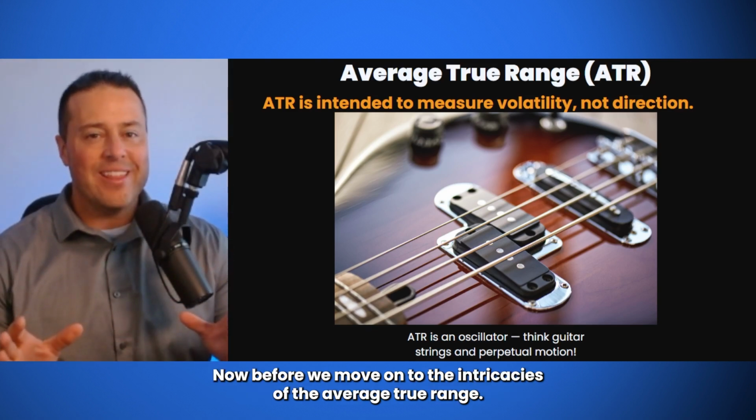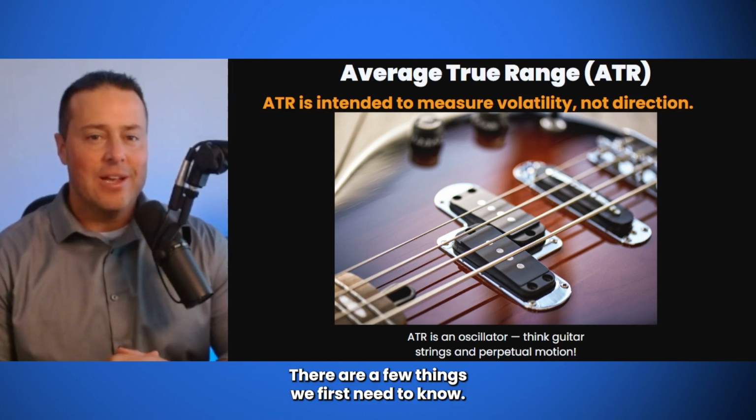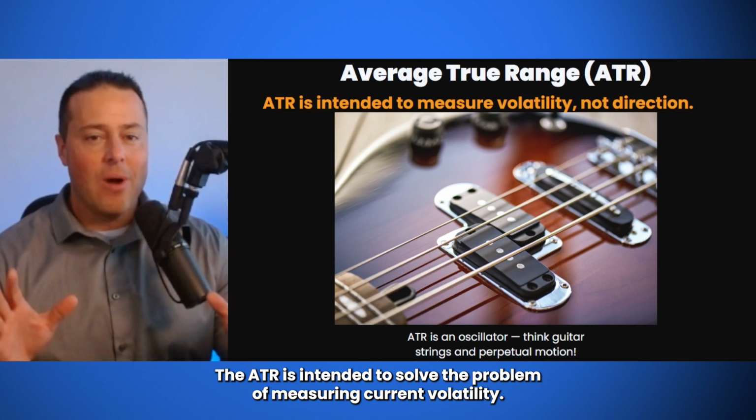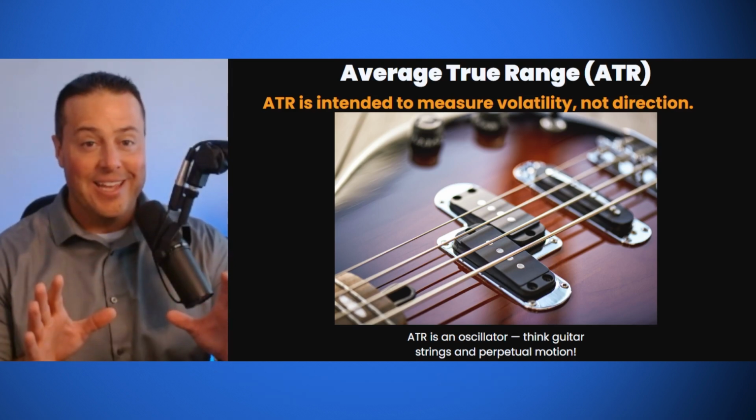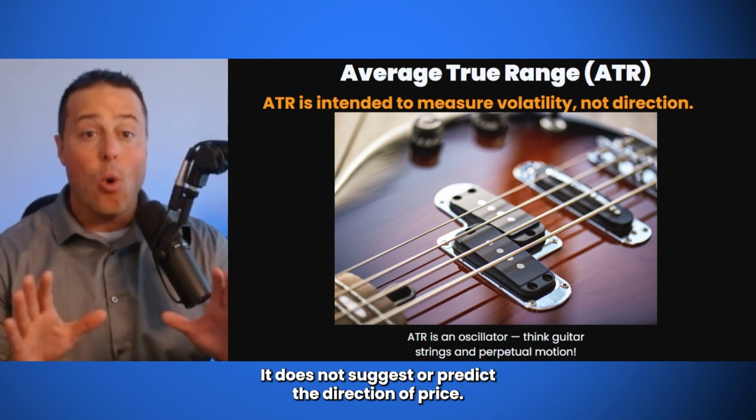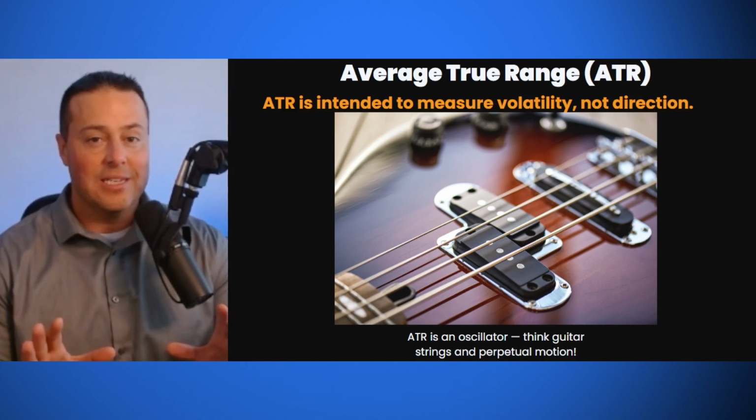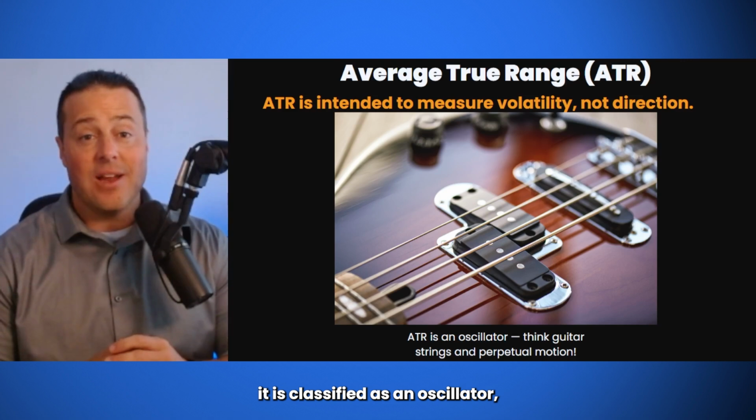Now, before we move on to the intricacies of the average true range, there are a few things we first need to know. The ATR is intended to solve the problem of measuring current volatility. It does not suggest or predict the direction of price. In this way, it is classified as an oscillator.